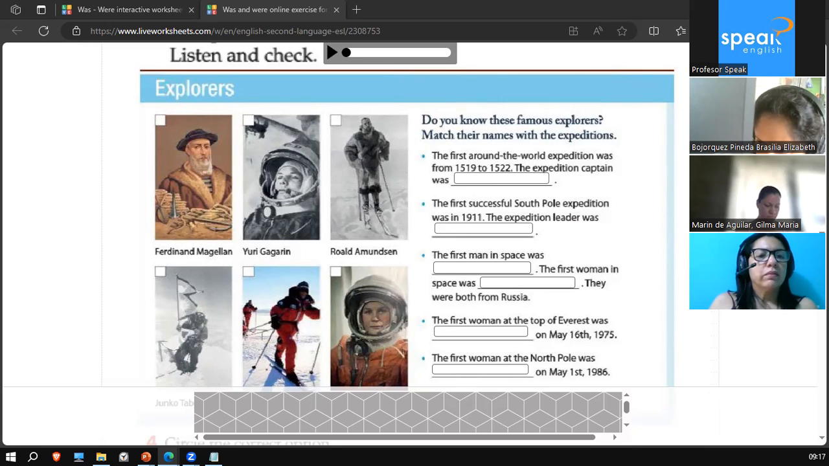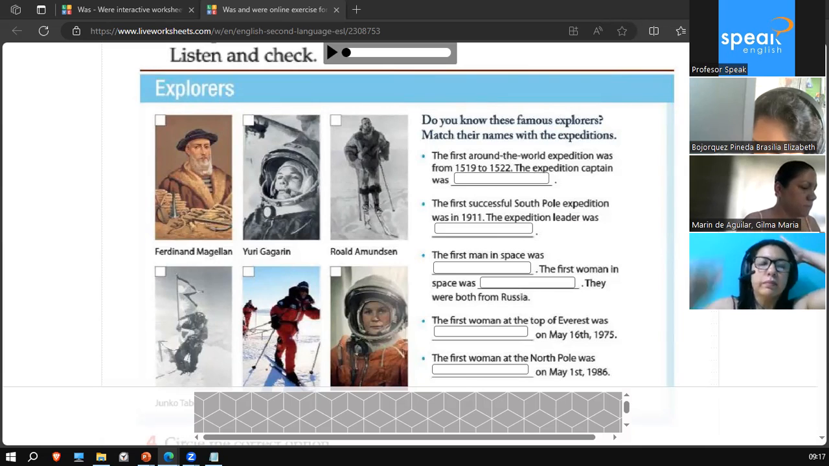Vaya, chicos. Entonces, we have checked positive, okay, sentences with was and where. Hemos chequeado también un poquito de there was and there, there was, there were. Y hemos también trabajado un poquito de listening con la parte de was and where, el ejercicio que están haciendo ahorita, okay.